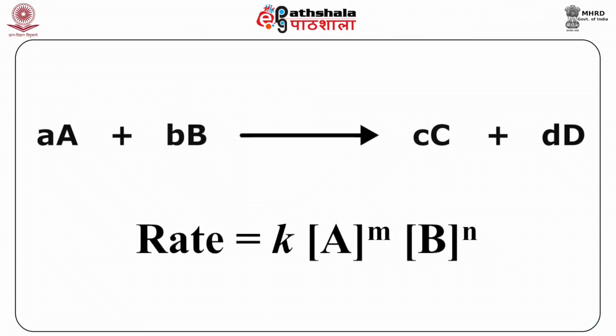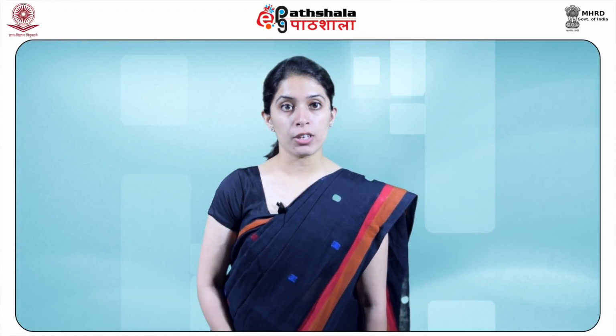So, for the reaction aA plus bB giving cC plus dD, the rate law expression becomes rate equals k [A]^m [B]^n. It is important to note over here that the proportionality constant k is the rate constant and is also referred to as rate coefficient, and the coefficients m and n refer to the order with respect to reactants A and B. The order with respect to a component is the power to which the concentration of that component is raised in the rate law, and this may not be similar to the stoichiometric coefficient.